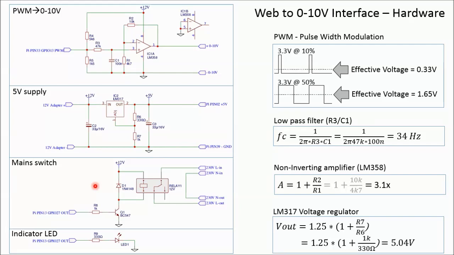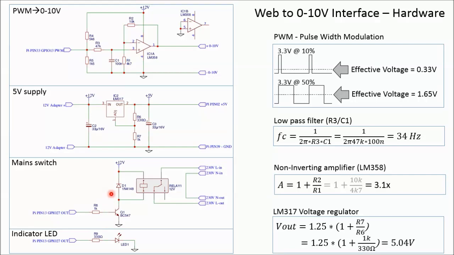Then here's the main switch circuit. I used the 12 volt relay because they are more common and I had one lying around anyway. GPIO 27 drives the base of the BC547 via a 1K resistor. The base current is 3.3 volt minus the 0.6 you lose here, divided by 1K, is 2.7 milliamps. With an amplification factor of 200, that's more than enough to switch the relay.